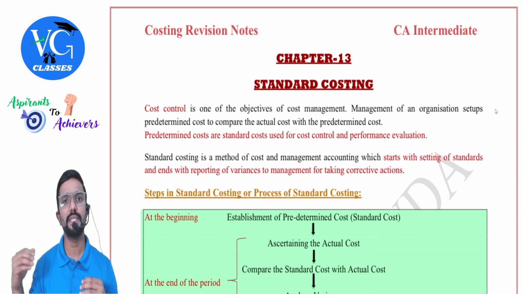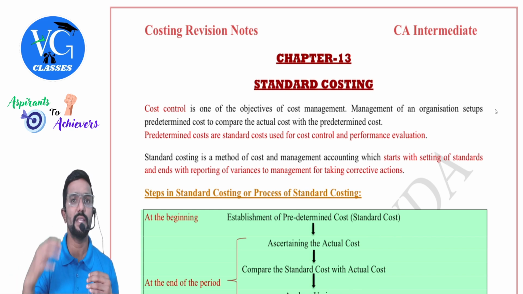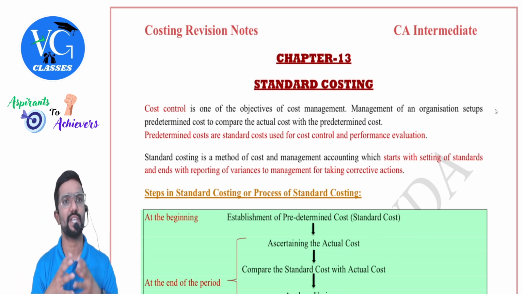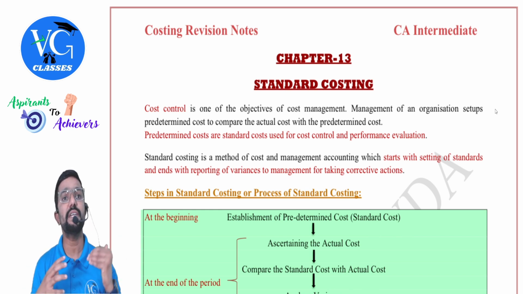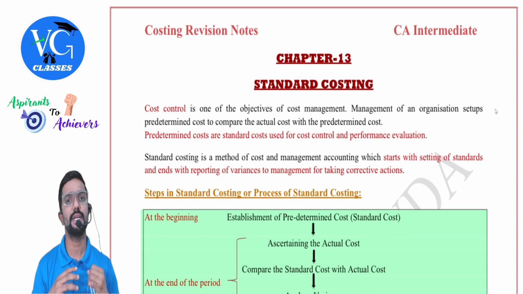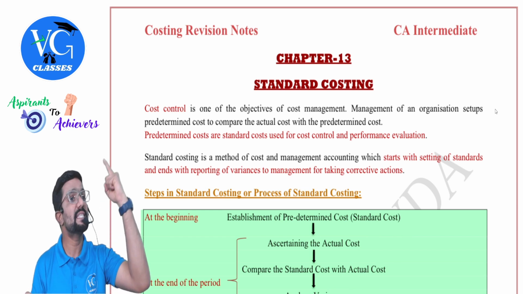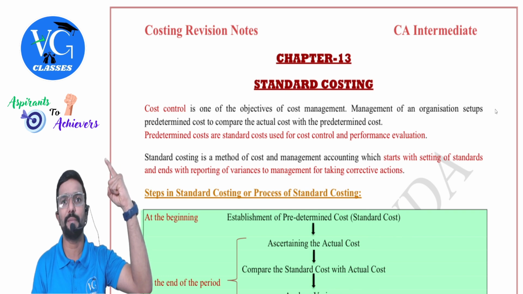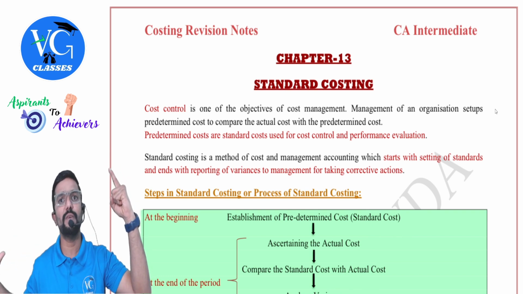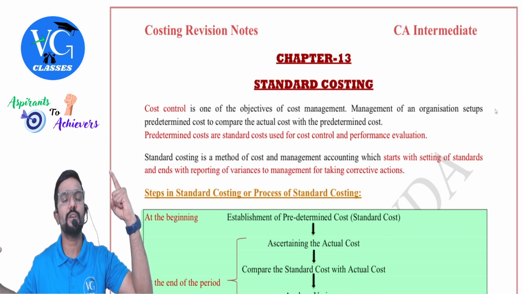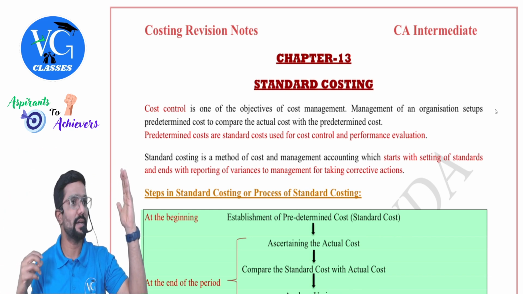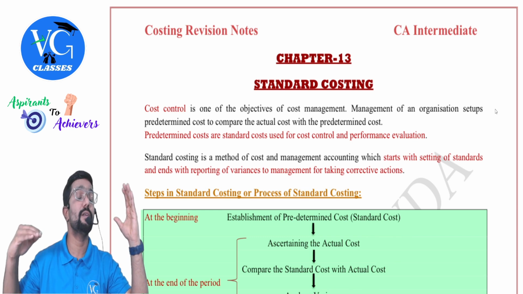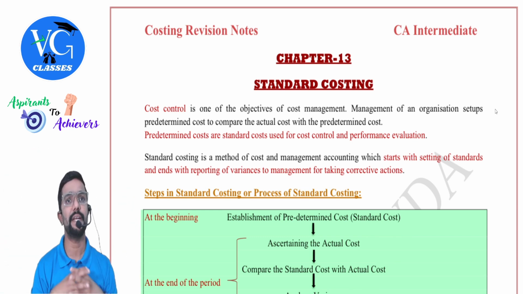Guys, whatever we will learn in this chapter, standard costing, the concept behind this is nothing but cost control. See, in the first chapter, we learned about cost control. We will follow different steps in order to control our cost. At the beginning of the year, first we will set a standard cost, which we also call predetermined cost. And when we are doing the actual work, we will try to ensure that my actual cost is equal to the standard cost or much below that, if possible.